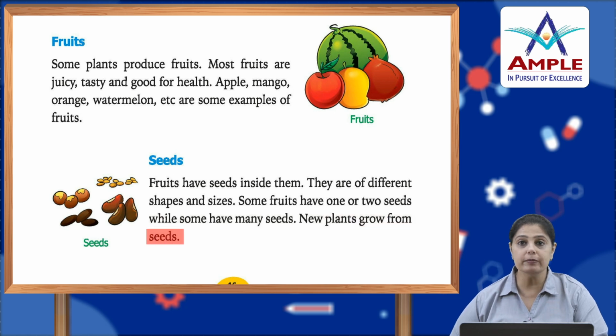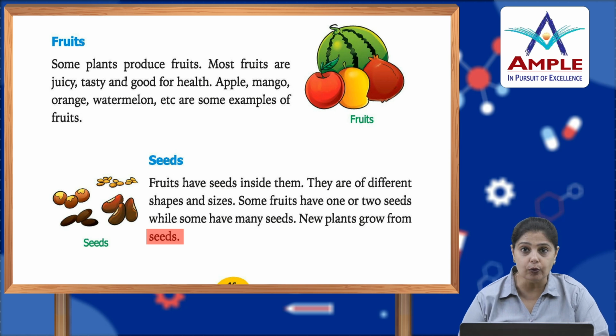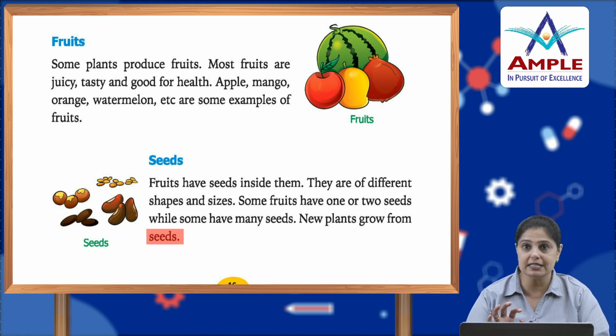New plants grow from seeds. Now, when you cut a fruit and you want to eat it, you will see that certain fruits have only 1 seed in them. For example, the mango, you will see that there is only 1 seed in it and we cannot eat that seed. We do not eat the seeds of these particular fruits.